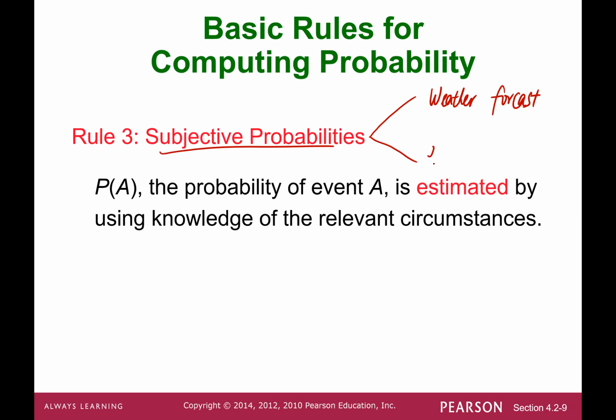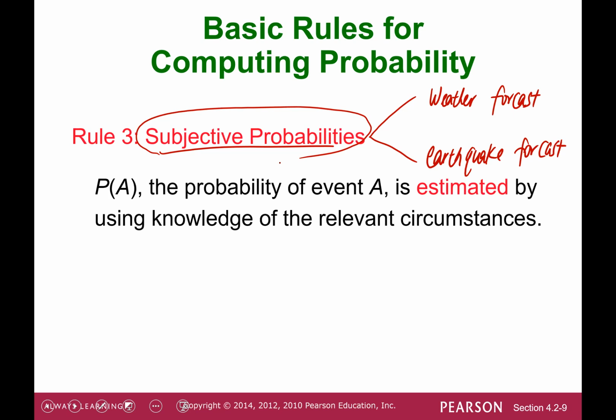It could be an earthquake forecast. Again, it's never 100% accurate. It's not because people are doing a sloppy job. It's never possible to get 100% accuracy on this kind of event, because the rationale behind this is they are using subjective probability. They just use the model and professional knowledge to make the best possible prediction about the weather or earthquake. So the probability of event A here is estimated by using knowledge of the relevant circumstances or professional knowledge.